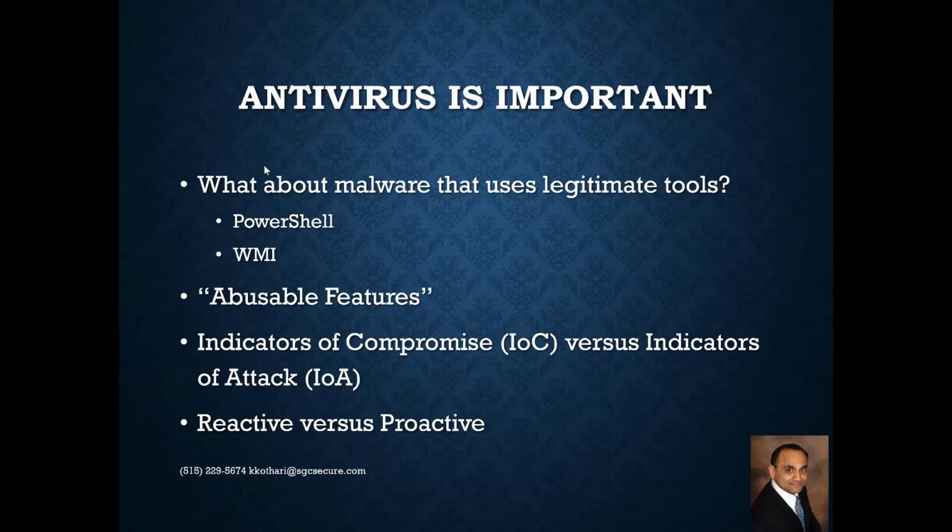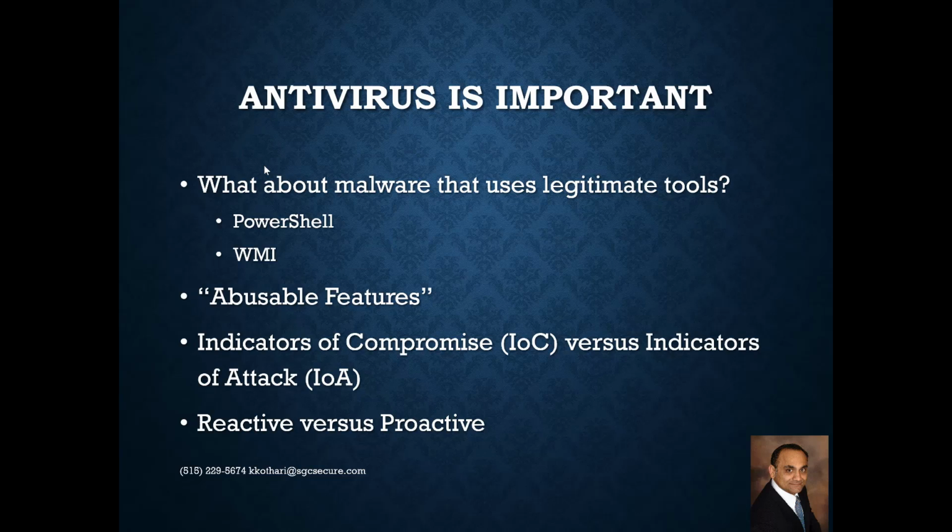What about malware that uses legitimate tools, PowerShell, WMI? These are what we consider abusable features. They're used for legitimate purposes, but they can also be used for illegitimate purposes. So it's very, very hard to disable either of those on a network.